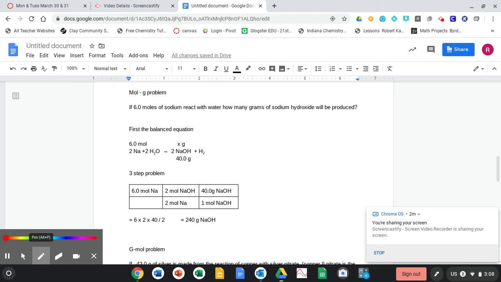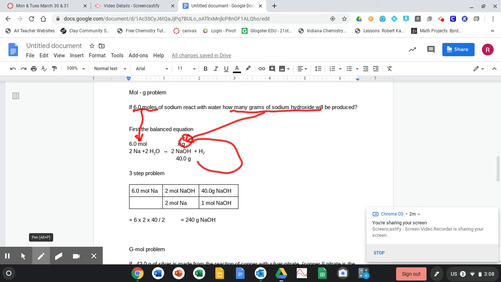So I have written a complete and balanced equation. I'm going back and picking up my mathematical information and writing that above my equation. And wherever there's a G unit, I'm putting the molar mass down low. And so now I've got all my information in front of me. I'm ready for my 3-step problem.